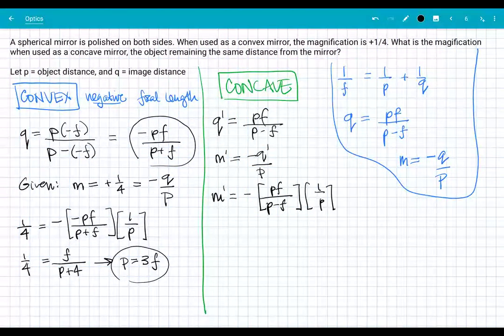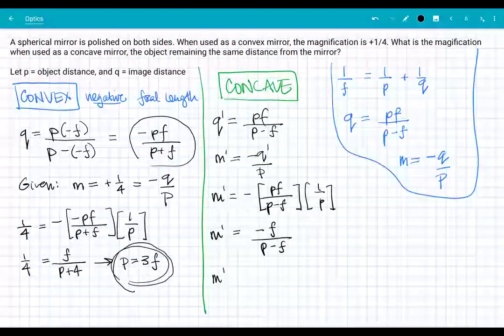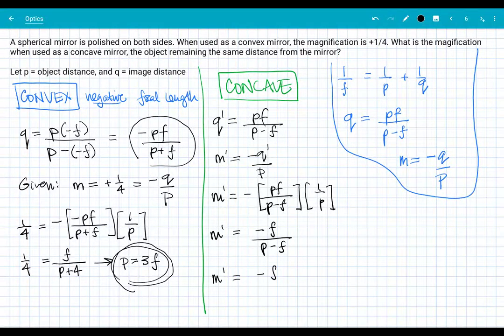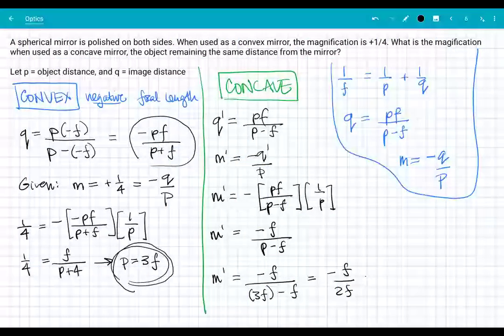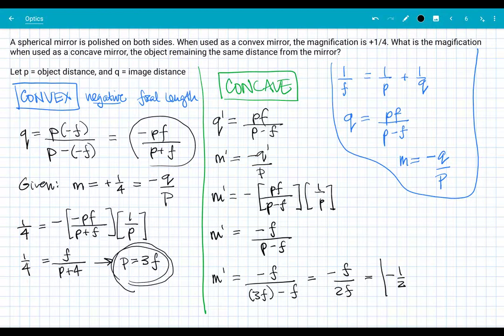This is again times 1 over P. This allows me to solve for M prime, negative F over P minus F. And then I can substitute in my previous equations here to solve for M prime, the magnification I need. Because remember what I resulted in here, P equals 3F. So now all of a sudden that becomes super useful. Negative F over, now let me sub in 3F minus F. And this will give me negative F over 2F, which gives me negative 1/2.